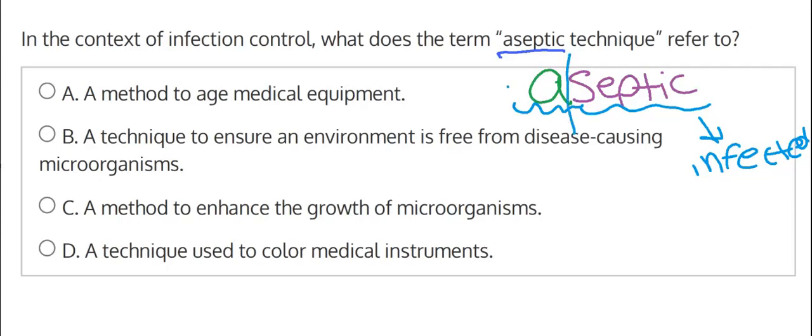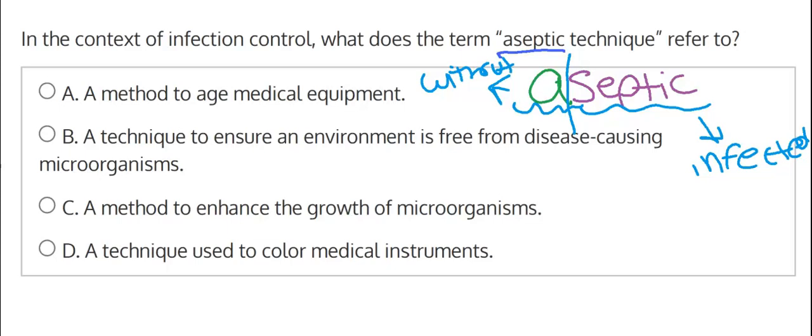And then if you think of what the A beginning part might refer to in a medical term, have you ever heard of like asexual reproduction? That means that in like plants that are able to reproduce without doing so sexually. A, without. So, without septic. So, aseptic, not septic.